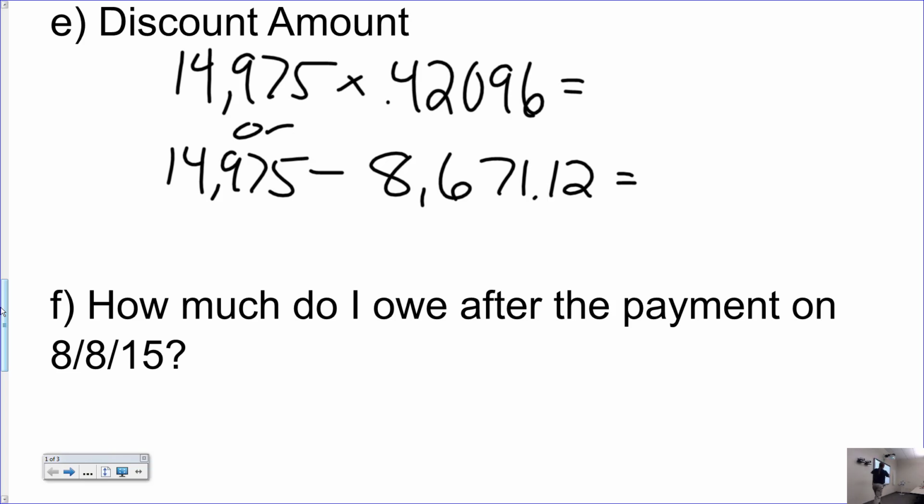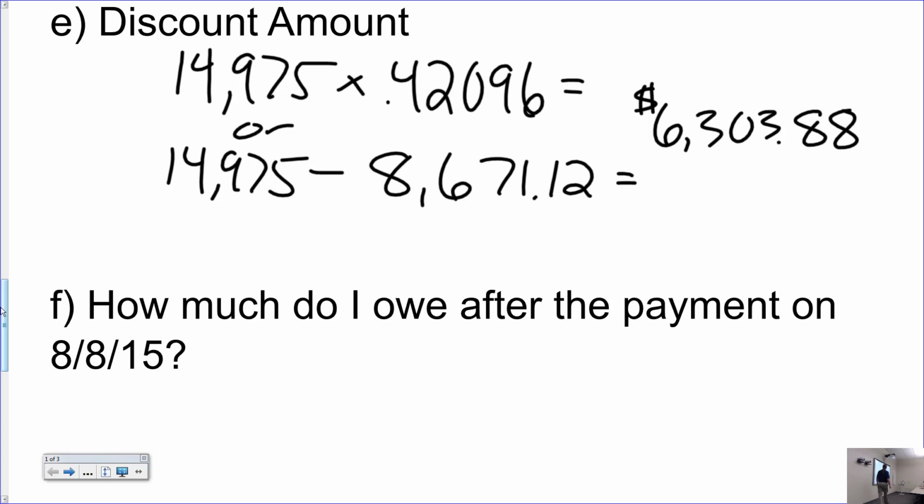So, how much of a discount did we get from our trade discount? 6,000 something. 6,303.88. And remember, that's the number that represents our profit, right? Once we've sold all of those shirts at $5.99, we'll have wound up making that much money off of the sale of those shirts. All right?